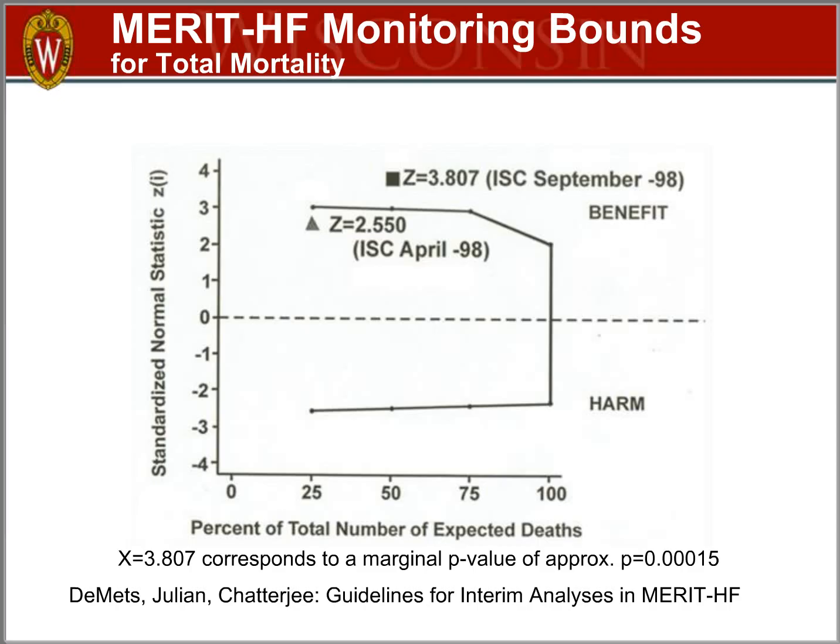In this study, of course, we didn't go in the negative direction. We see a positive benefit emerging very quickly. The first formal analysis took place when 25% of the data were in, and the z-value at that point was 2.550. Didn't cross the boundary at that point in time. It continued on until 50% of the number of deaths were observed from what was expected. At that point, the z-value is a positive 3.807. At that point in time, the monitoring committee recommended terminating the trial for benefit.